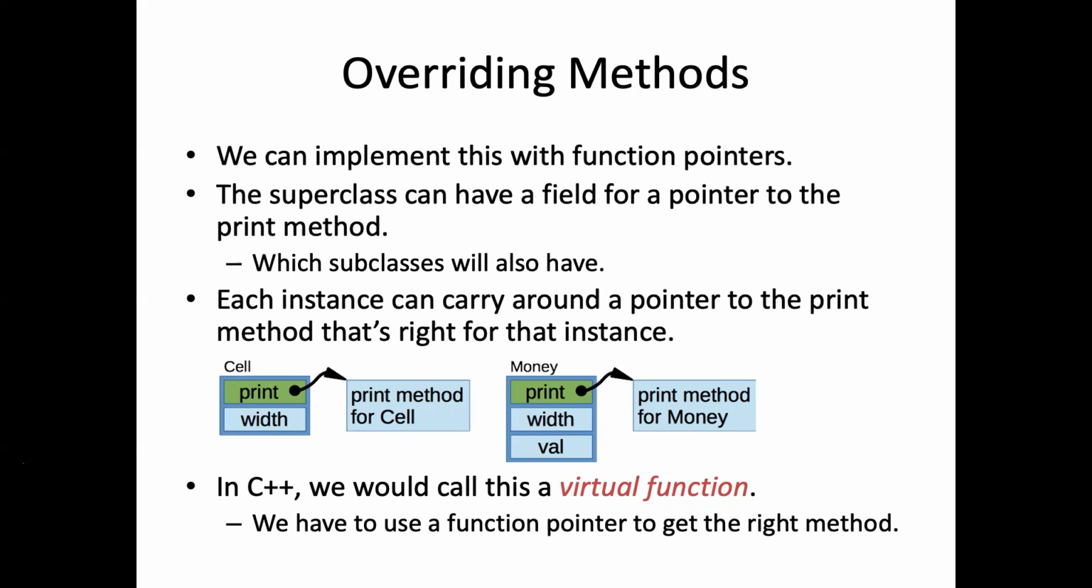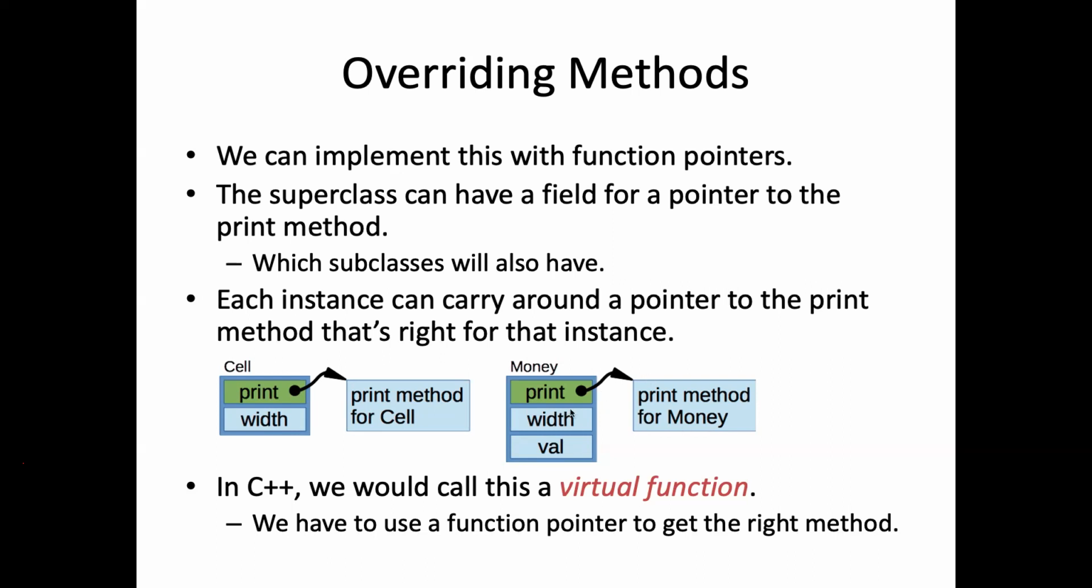This will be, since it's something every cell should have, just like the width field, the cell superclass will have it, and any subclasses will include that in their struct in exactly the same place. So we're going to make the superclass a little trickier. It'll have a width, but it'll also have a pointer to a function for printing that cell. And every instance of cell will have a pointer to a function that just prints out a bunch of spaces.